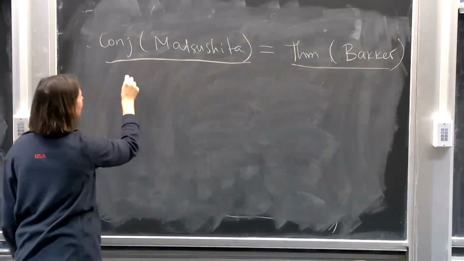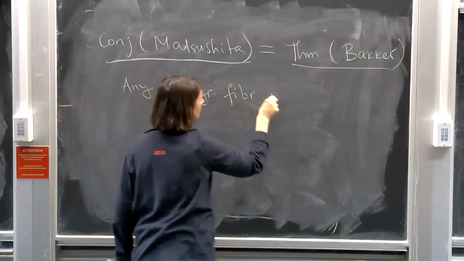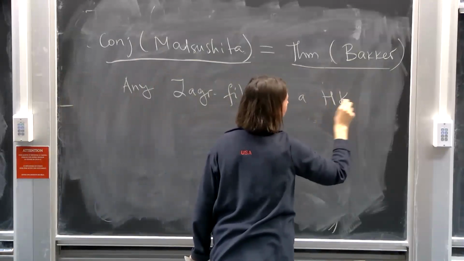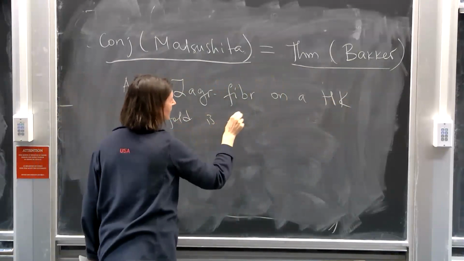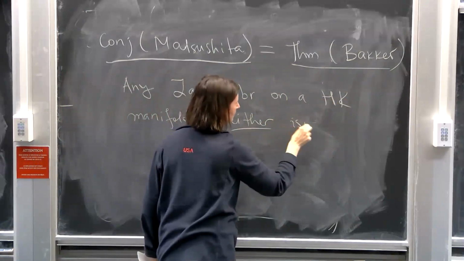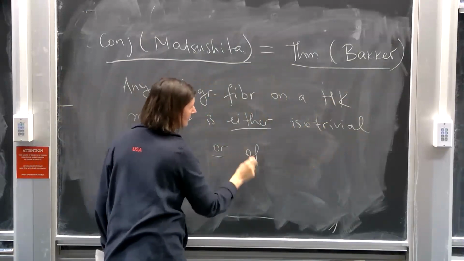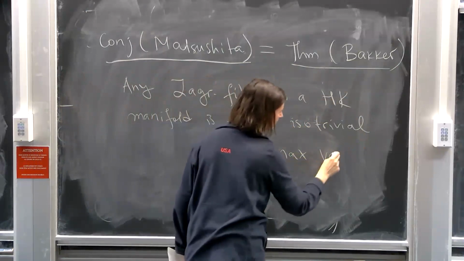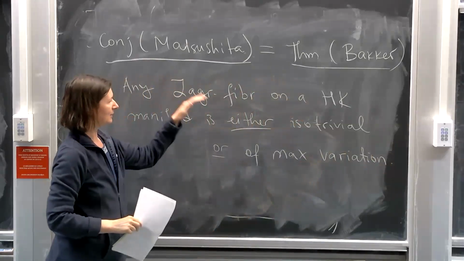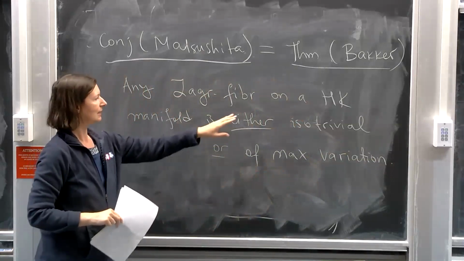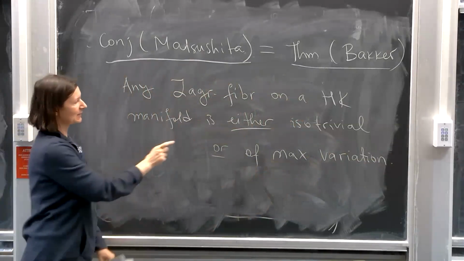That any Lagrangian fibration on a hyperkaehler manifold is either isotrivial or of maximal variation. And the general Lagrangian fibration is of maximal variation. Isotrivial ones are very special. So there is nothing in between.